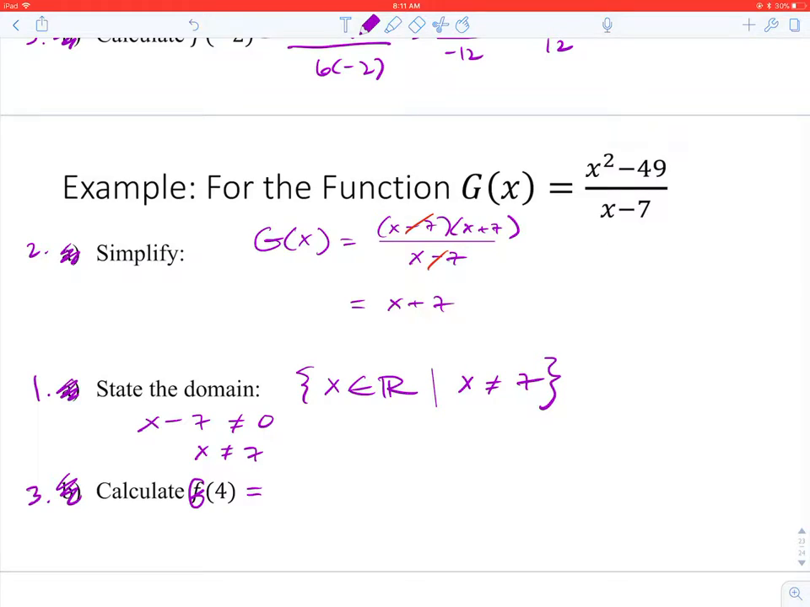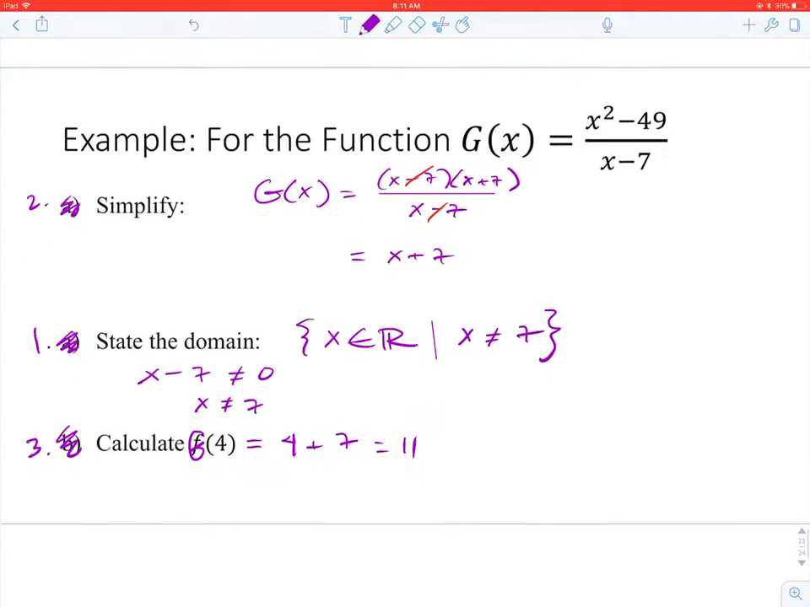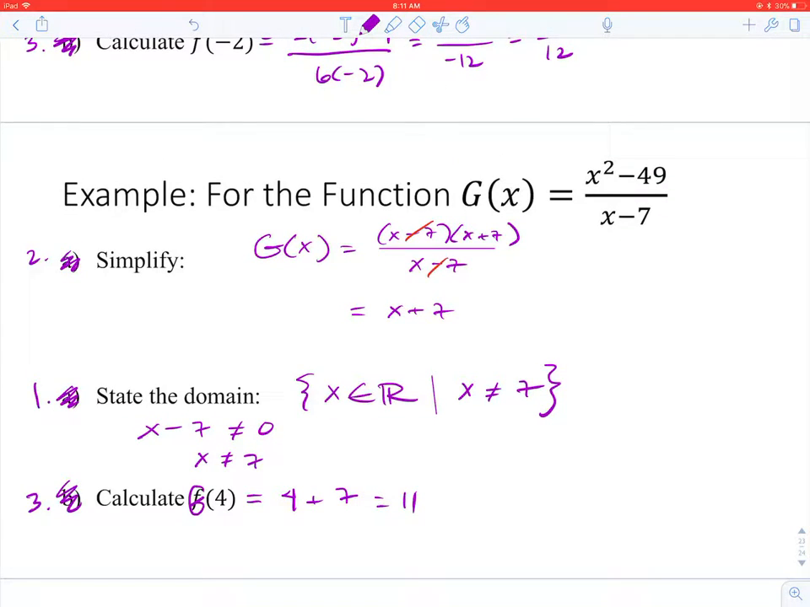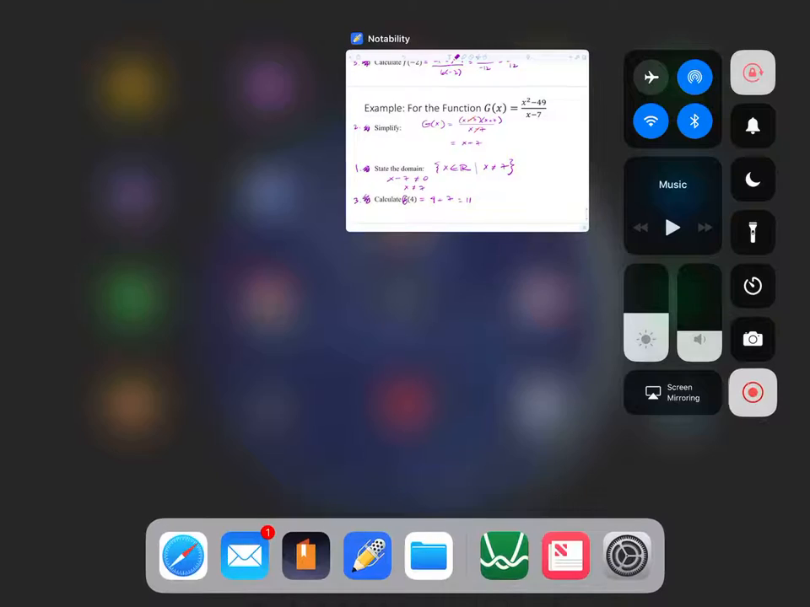Okay, so for evaluating the function at x equals 4, because 4 we can see is in the domain of g, we can just substitute 4 into the simplified version of the function, and we get 11. So at x equals 4, y is equal to 11. Okie dokie, so we will talk about this more in class next time.